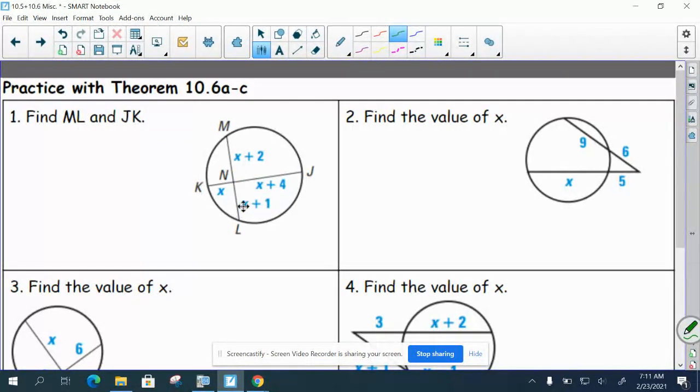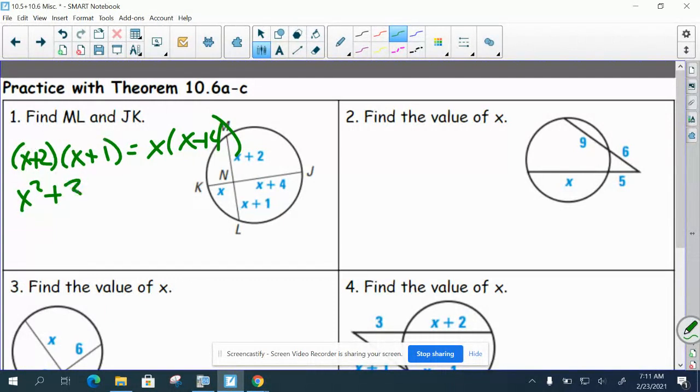So what we would do here is the theorem where you do this times that equals this times that. So we'll do x plus 2 times x plus 1 equals x times x plus 4. All right, so here we would need to FOIL. So we would do x squared plus 2x, plus x plus 2x gives us 3x. And then the last would be 2.